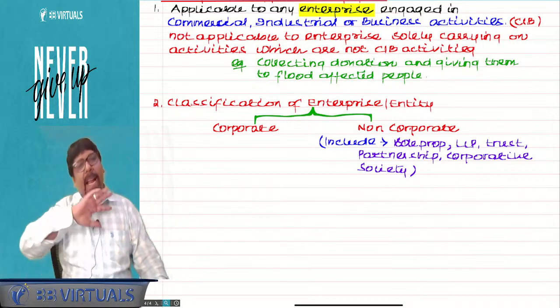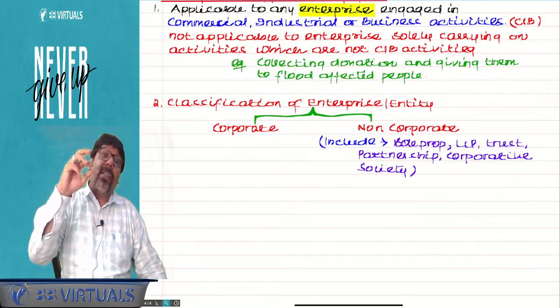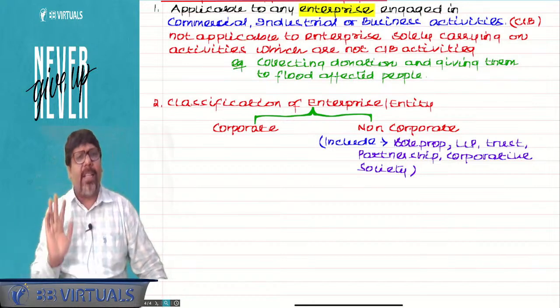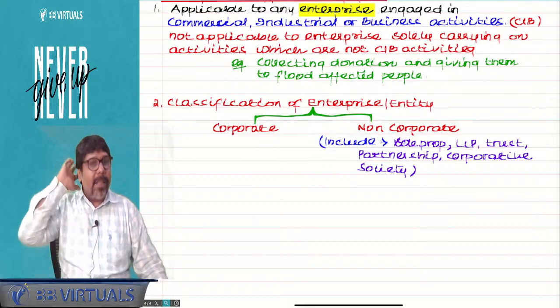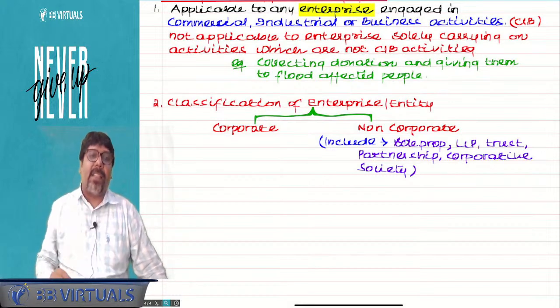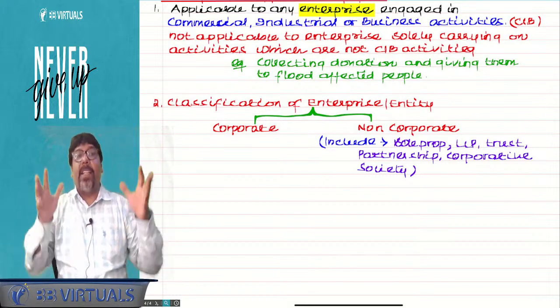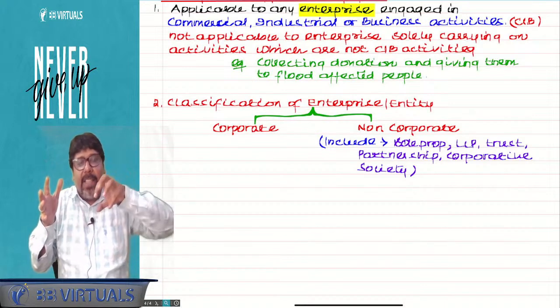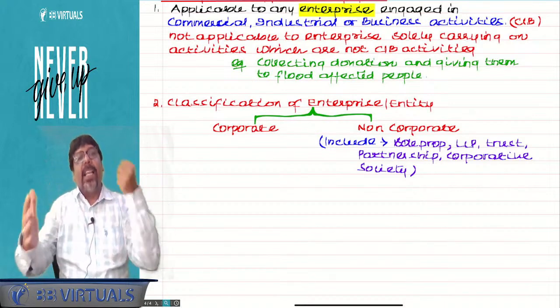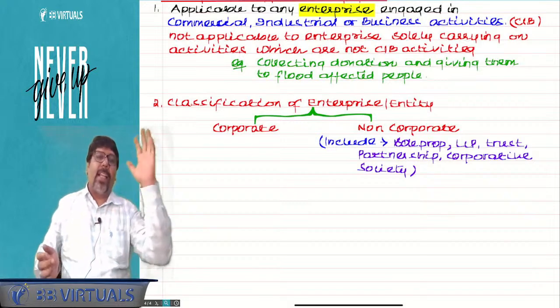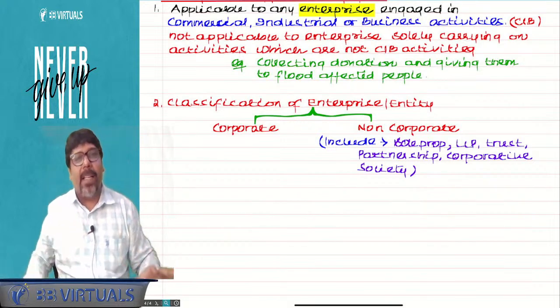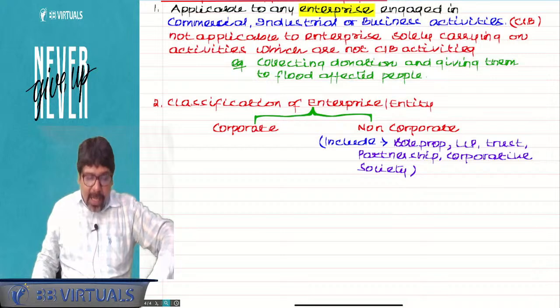Am I clear? So any kind of trust, sir, Tirupati Balaji temple, on that also AS is applicable. It is a trust, but they sell hair. That is a business activity, chartered. So AS is applicable. It is not the entire organization. Even if a part of the organization is involved in CIB, then AS is applicable. Am I clear? Yes or no? Yes, sir.